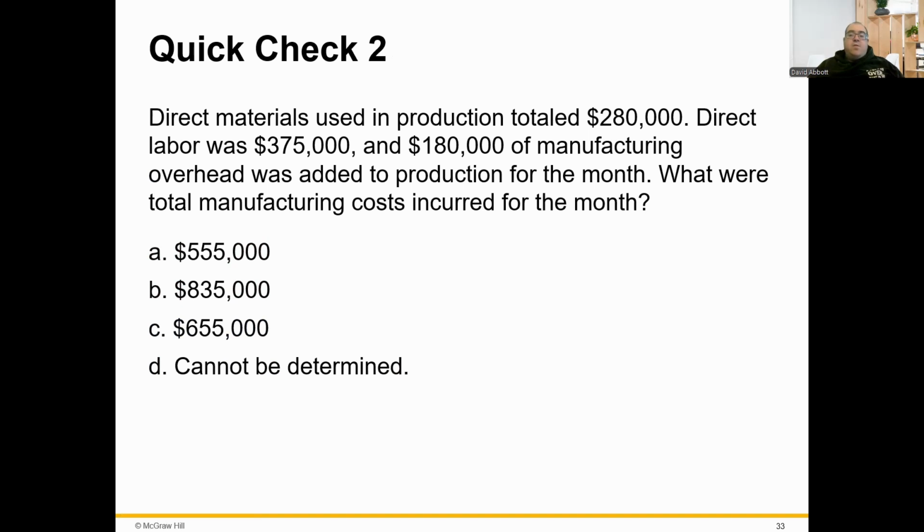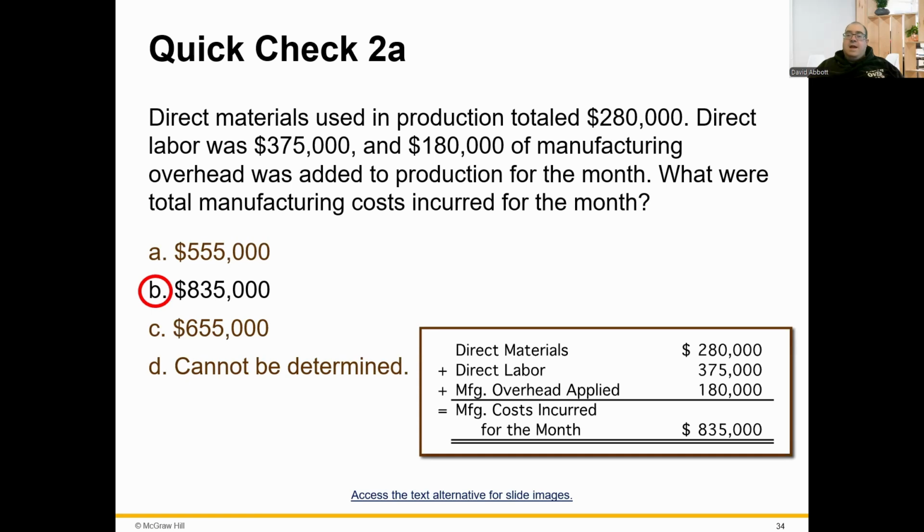For this one, it says direct materials used in production totaled 280,000. Direct labor was 375,000, and 180,000 of manufacturing overhead was added to the production for the month. What were the total manufacturing costs incurred? So for that, you can just add up all three of those numbers. You have 280,000 of direct materials, 375,000 of direct labor, 180,000 of manufacturing overhead, which comes out to $835,000.